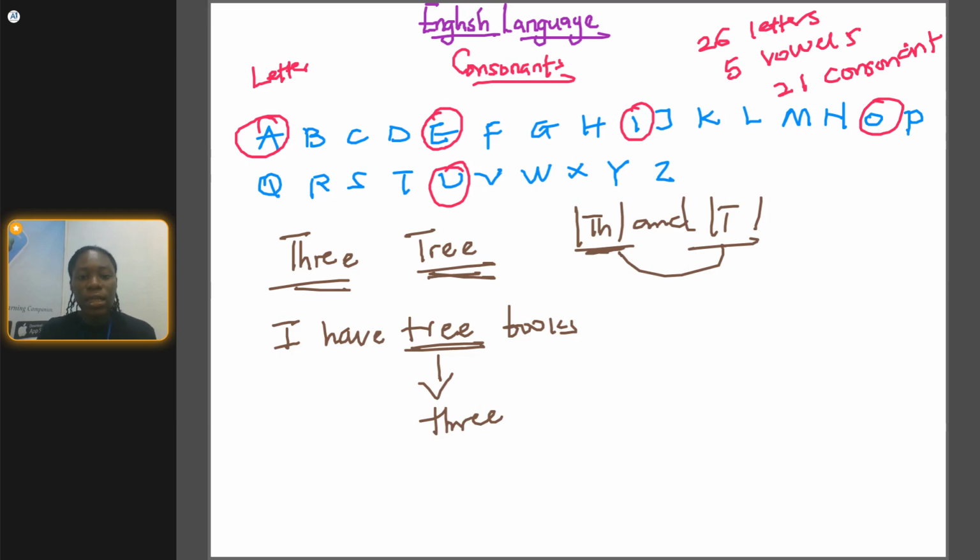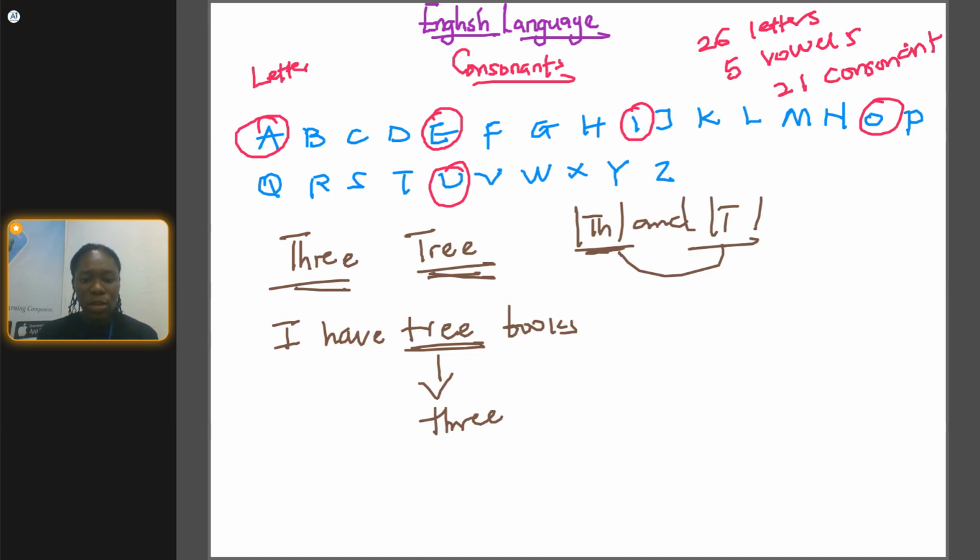Both TH and T are consonant letters, and there's a sound, or there are sounds, that they give. So we're going to be looking at this and differentiating between these sounds so we understand correctly what the sounds are majorly about. So we have the TH confusion.